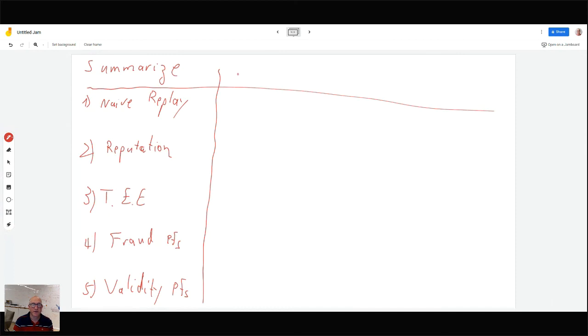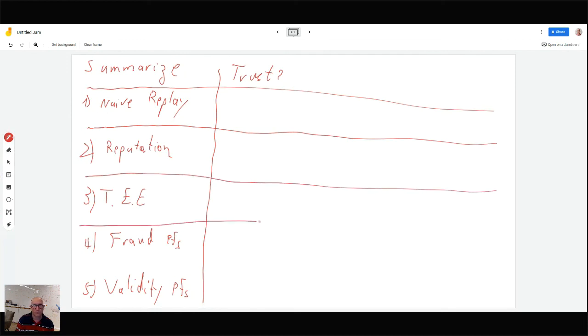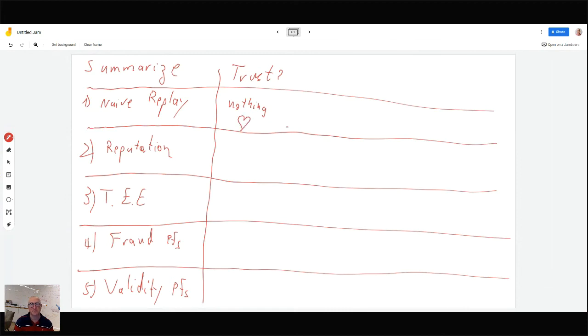So what do we trust? Let's see if I can have like a line. Okay, sorry folks, you're gonna have to bear with my horrible handwriting. Okay, so here we trust nothing, which is really great. So this is, I don't know, let's draw a heart. This is amazing.